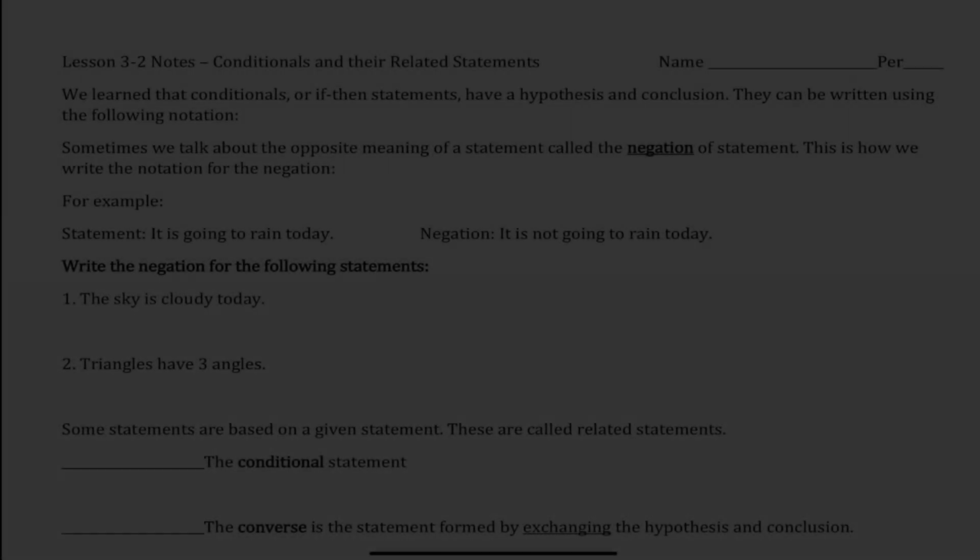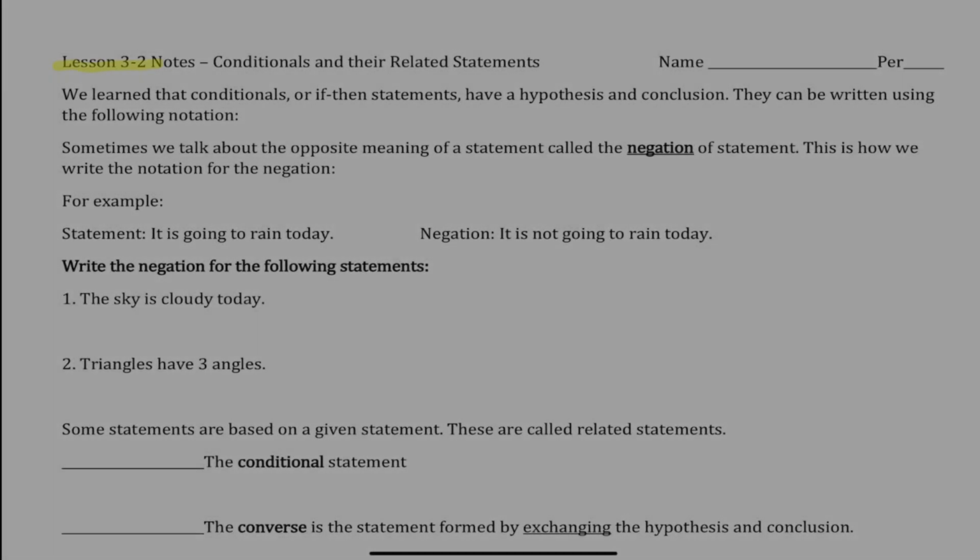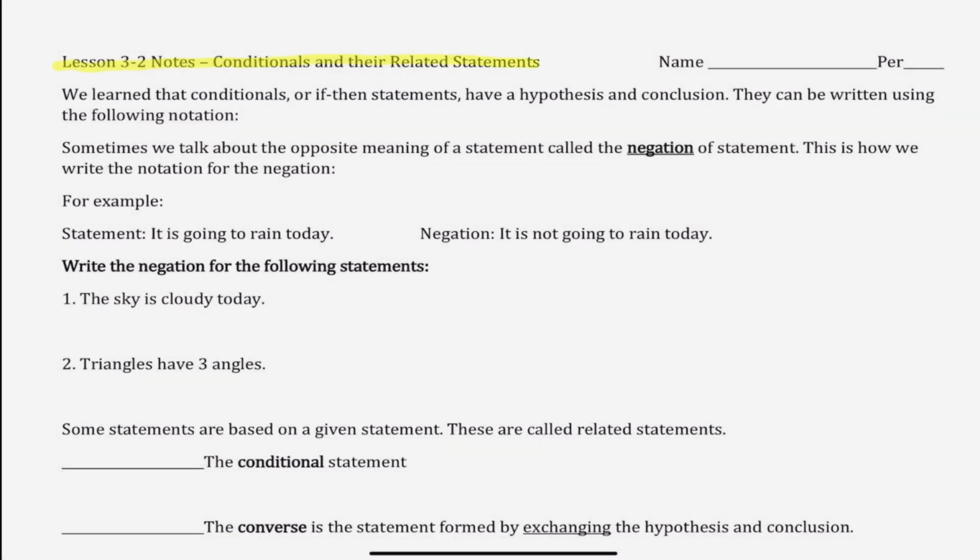Welcome back. We're going to look at Lesson 3.2 Notes, Conditionals, and their related statements. We learned that conditionals, or if-then statements, have a hypothesis and conclusion. They can be written using the following notation: P arrow Q, or if P, then Q, or P implies Q.